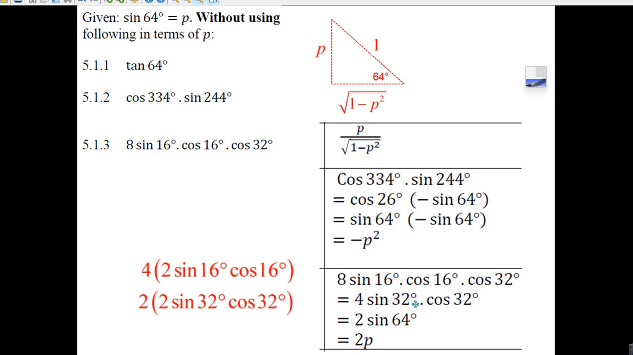So it's 4 times the sine of 32. But hey, you've got the cos of 32 right here. So you've got the sine of 32 and the cos of 32. You've got to break up 4 so that it's 2 times 2. And then we've got the same thing again. 2 times the sine of an angle times the cosine of an angle is equal to the sine of twice the angle, the sine of 2 times 32, the sine of 64. So this whole part becomes the sine of 64, but you're still left with a 2 in front. But the sine of 64 is just p, so the whole thing is just 2p.